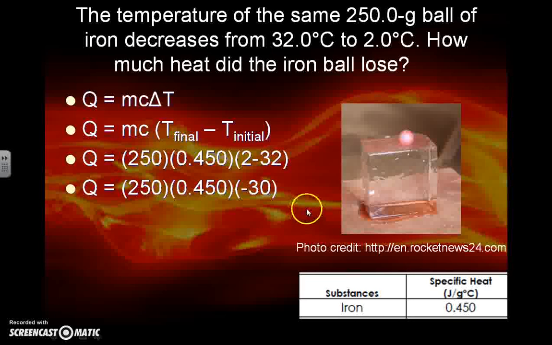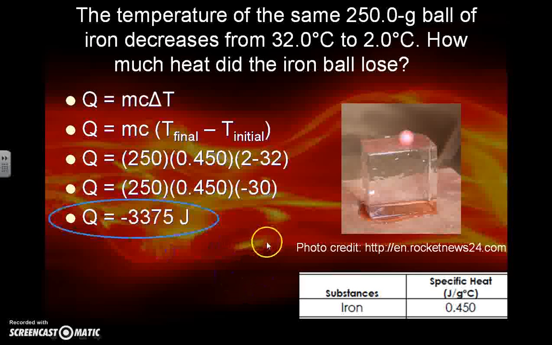Keeping in mind that the thermal energy of this ball now, instead of coming from a torch and into the ball, like in the last problem, is being lost from the ball to the ice. So we would expect this to come out as a negative answer, which is exactly what happens. It turns out that the answer to this problem is that the ball loses 3,375 joules. So the reason it's coming out negative is indicating that it has lost that amount of heat.